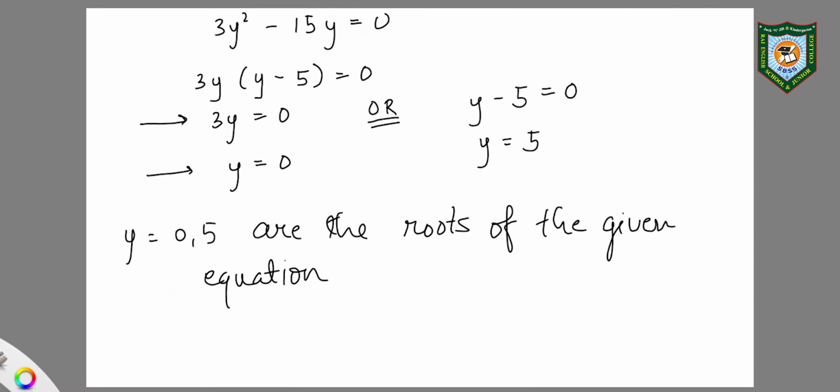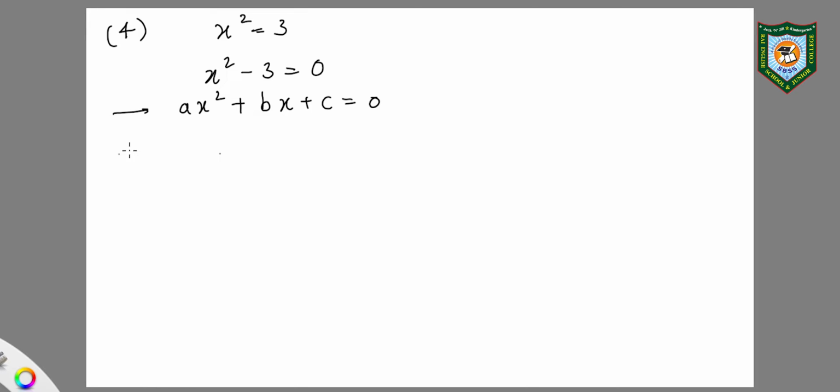Now, moving on to our next question. My next question is x square is equals to 3. I'll bring everything to the left hand side. This is x square minus 3 is equals to 0. So now here I have my standard equation as ax square plus bx plus c is equals to 0. This implies a is equals to 1, b is equals to 0, and c is equals to minus 3. So my product of a into c is minus 3.